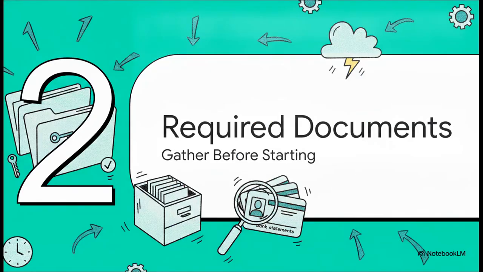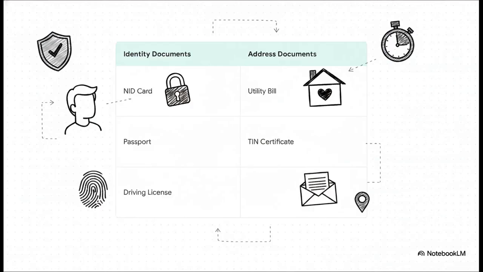Moving on to Section 2. Documents you will need. Gather before you start. You know how it is, preparation is absolutely everything. To stop fraud in its tracks, they split things up into two main buckets. First up, who are you? For identity documents, you can grab a copy of your national ID card, your NID, your passport, or your driver's license. Then, where do you live?